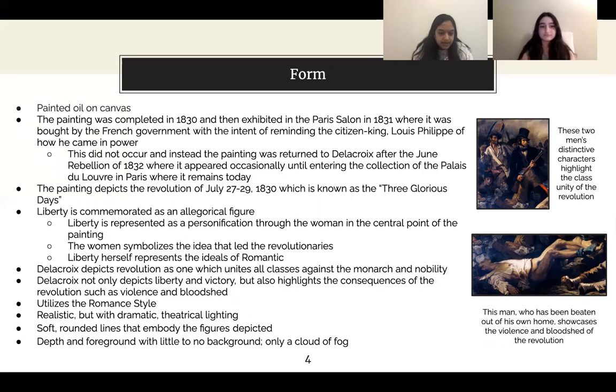Delacroix depicts revolution as one which unites all classes against the monarch and nobility. Delacroix not only depicts liberty and victory, but also highlights the consequences of the revolution, such as violence and bloodshed. And it utilizes the romantic style, which is realistic but with dramatic theatrical lighting, soft, rounded lines that embody the figures depicted, and it has a depth and foreground with little to no background, only a cloud of fog.